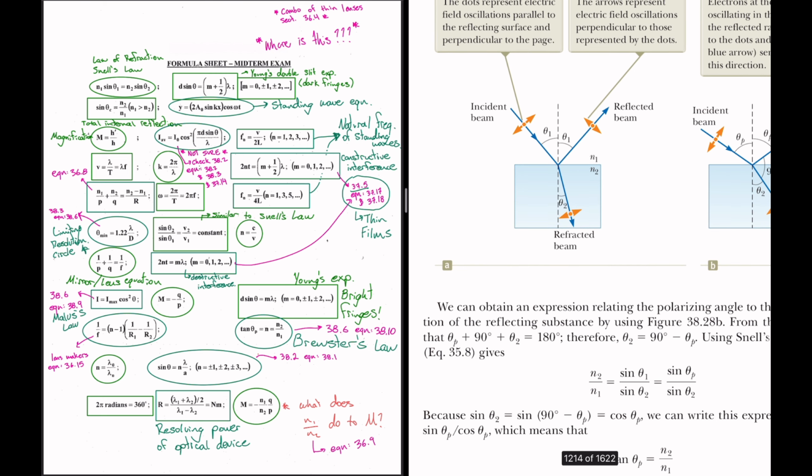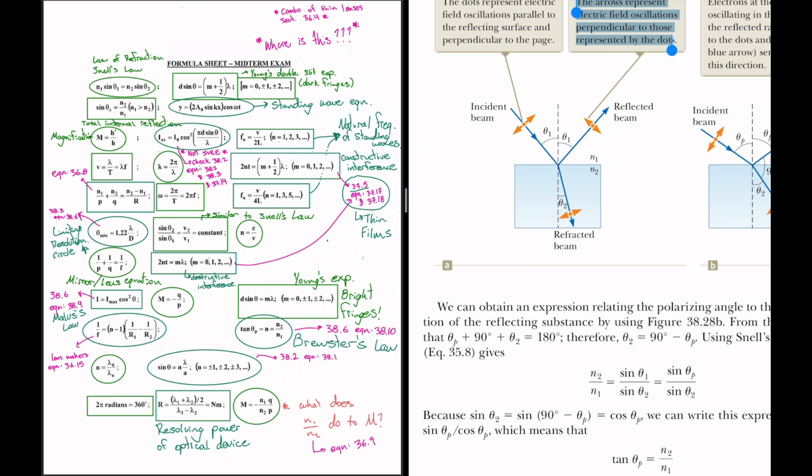Let's take a look at part A here. This is part A. And let's read here. The dots represent electric field oscillations parallel to the reflecting surface and perpendicular to the page. Wow, this is crazy. This actually links optics back to electricity and magnetism, which, in a standard university curriculum, you take E&M before you take optics and modern physics. So cool, kind of progression, cool connection between two courses there.